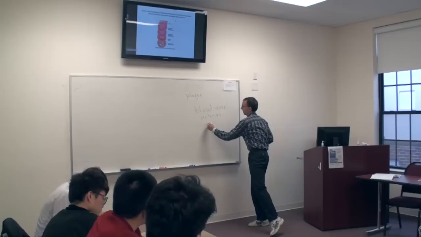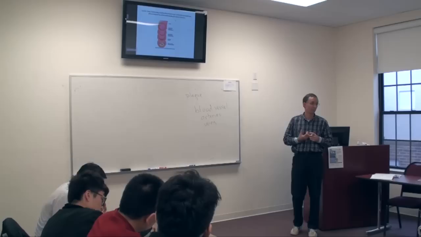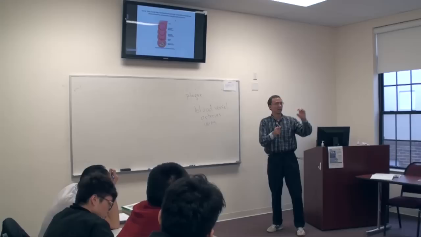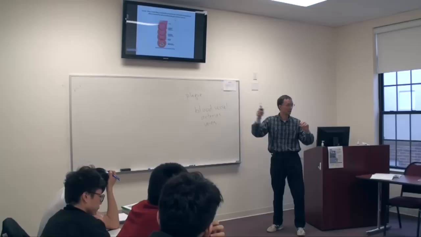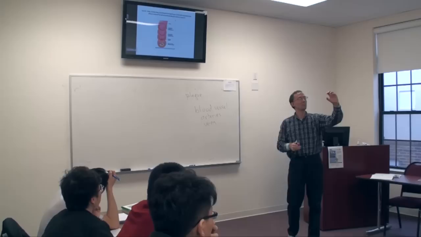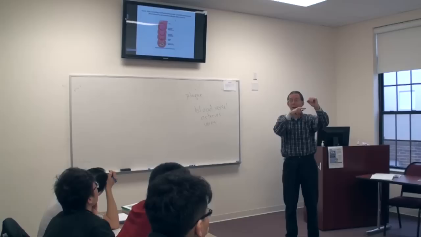Now, this plaque tends to build up on the walls of your arteries. So what happens is, if you look at this slide, you can see over time, the amount of space that the blood can go through decreases. When you're young, maybe you've got nice, clean arteries and the blood goes through easily. And then over time, plaque builds up, and it gets narrower and narrower. And what happens to blood pressure when that happens? It gets higher and higher.